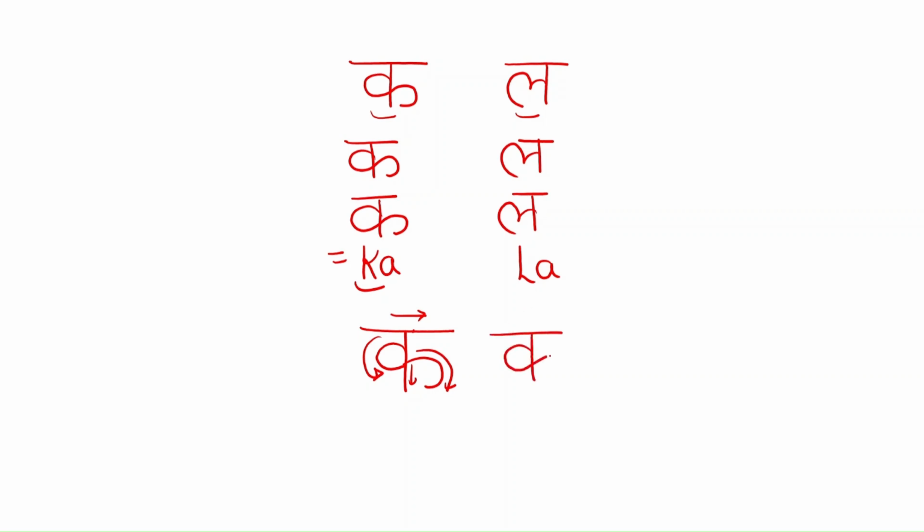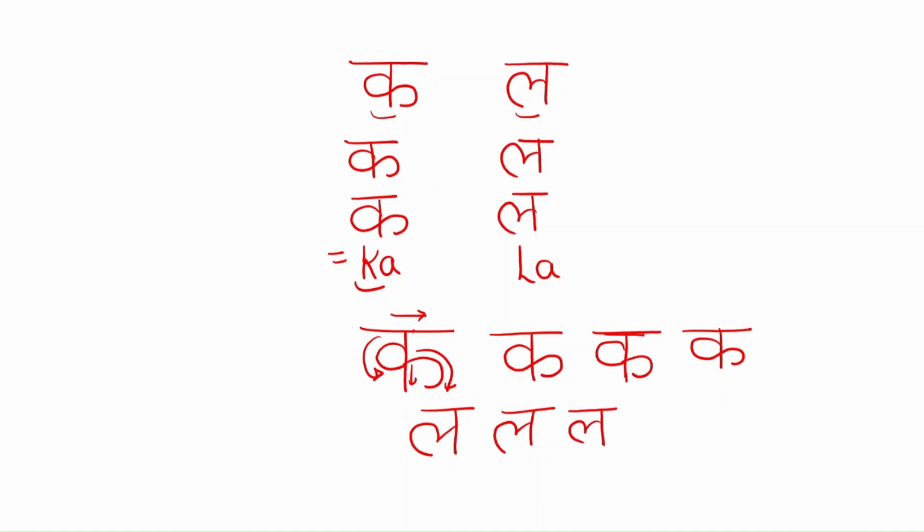K. K, a vertical bar, a half circle to the left, and then the circle continues, but it does not touch the vertical bar. K, then le.